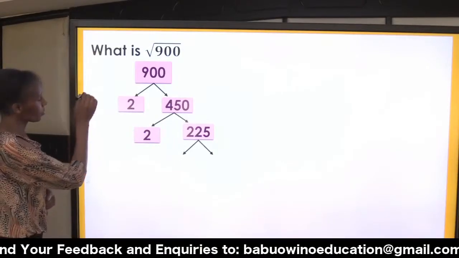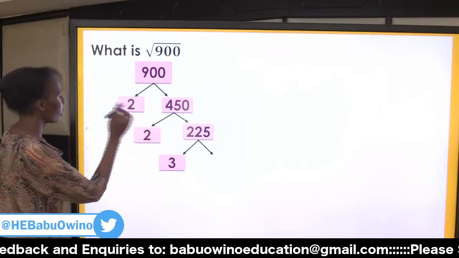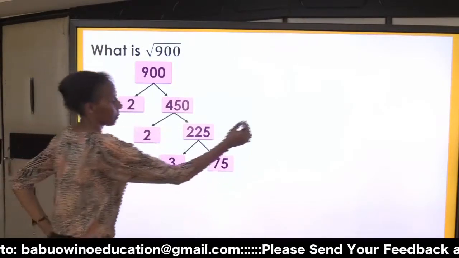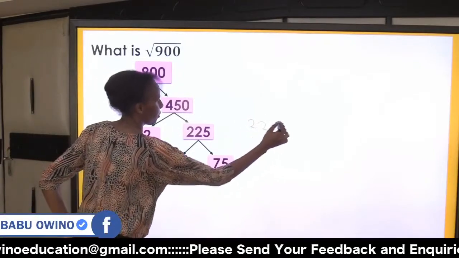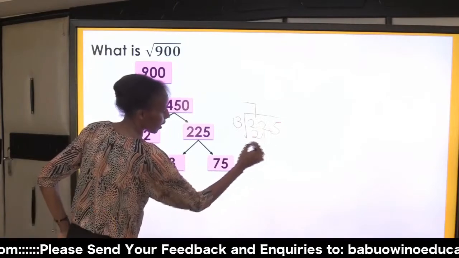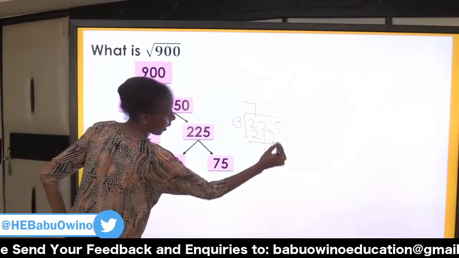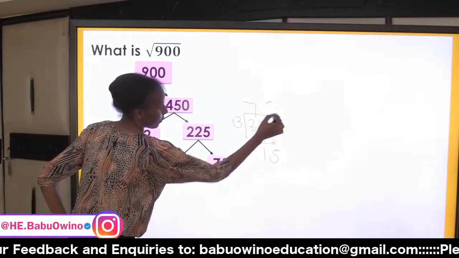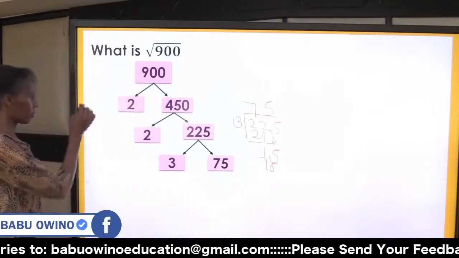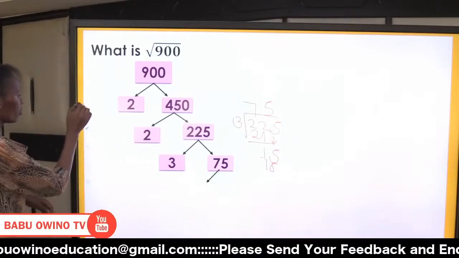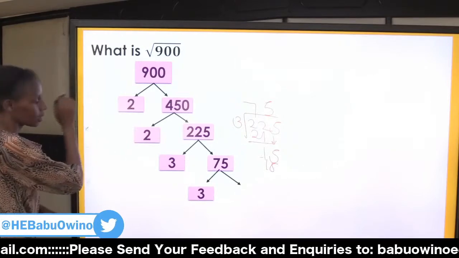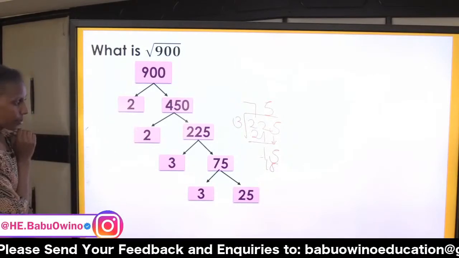Okay. Divide by 3, you get 75. 225, divide by 3, 7 because of 21. Drop 5. 5 because 3 times 5 is 15. So we get our answer as 75. We go further. 75, when you divide by 3, you get 25.